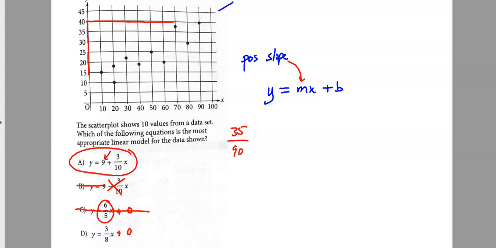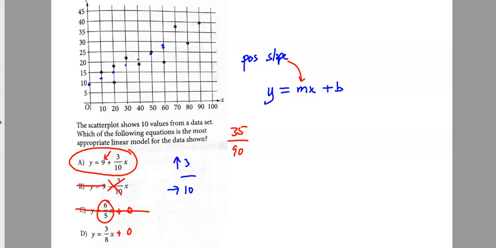So if I kind of work backwards, maybe I'm unsure about this and I want to go back and double check it. Maybe I just graph it and I'm like, well, what happens if we start at 9 and then we go up 3 over 10, because that's what 3/10 tells me to do. Up 3 over 10 would put me at 12. Up 3 over 10 would put me at 15. It put me at 18. It would put me at 21. Put me at 24, 27, 30.